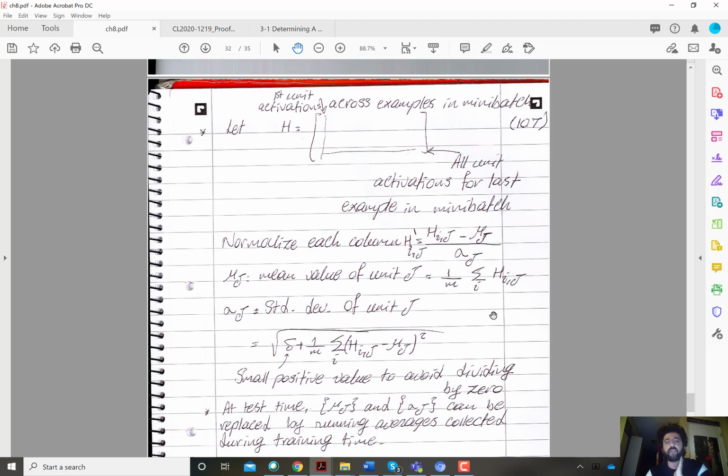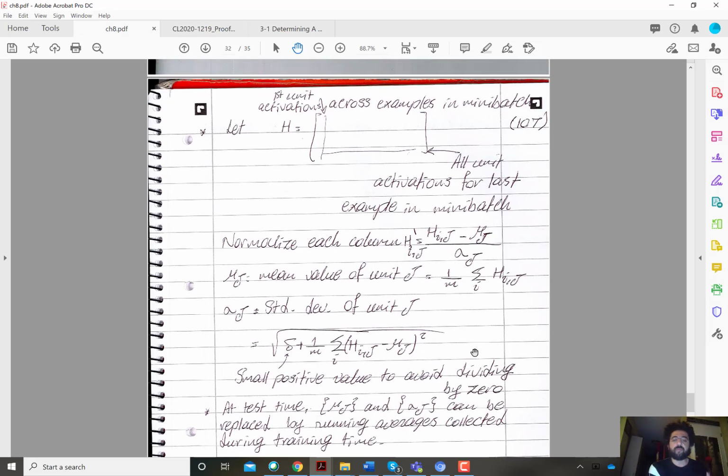So here the mean is the empirical mean, where m is the number of examples in the mini batch, right? And after you compute the mean, you use it to compute the empirical standard deviation, which is basically the squared difference from the mean summed over all the examples and then divided by the number of examples, and then you take the square root of everything.